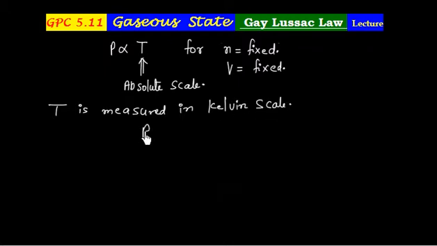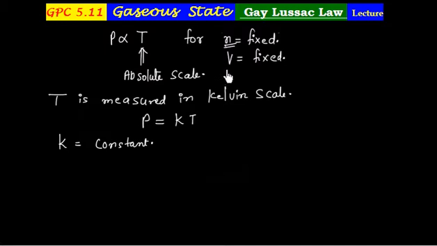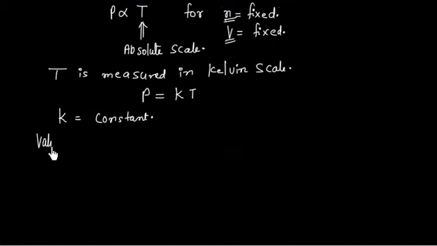So we will have P is equal to K times T, where K is the proportionality constant, and the value of K will depend upon the number of moles and volume also. So we can have different values of K for different numbers of moles and different volumes. So the value of K, the constant, also depends upon the number of moles N and volume V.